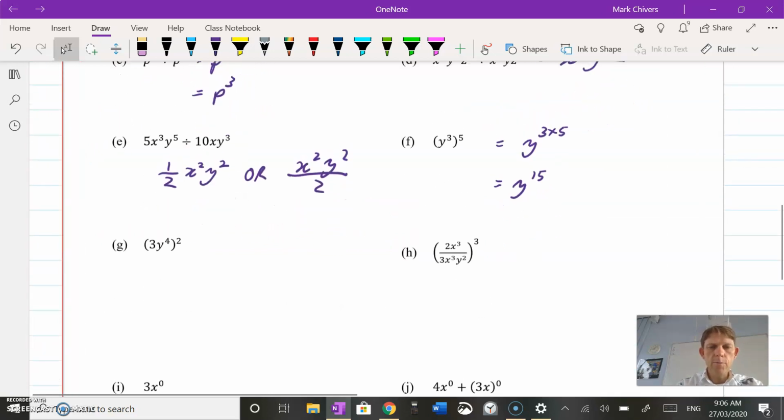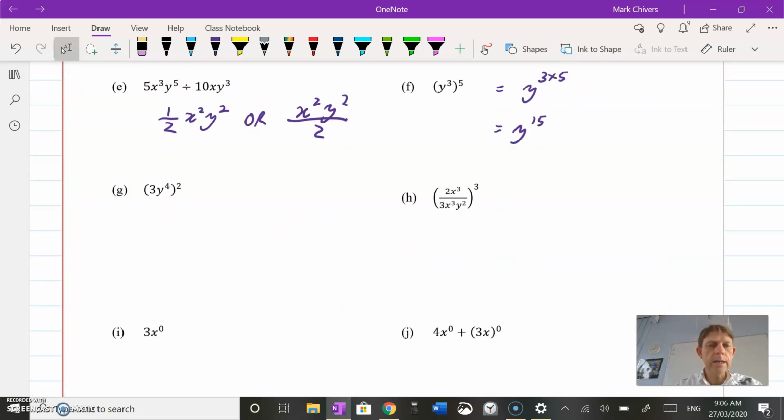Now, importantly, the position of the brackets is really key when we have the power of the power rule. So this power applies to y like we would expect it to, but it also applies to that 3. So we've got to square both of those. So we're going to end up with 3 squared is 9, and y to the power of 4 to the power of 2 is going to be y to the power of 4 times 2, which is 8.